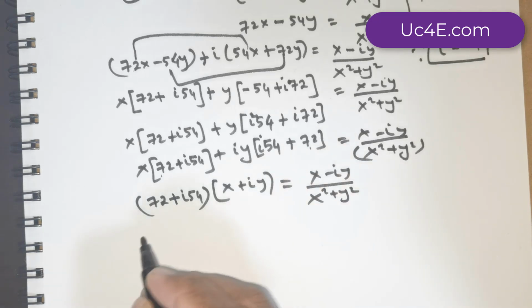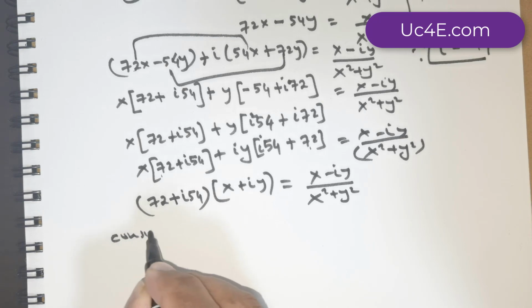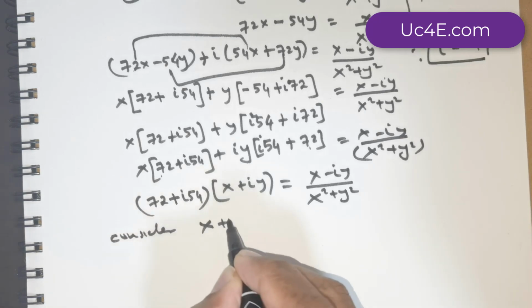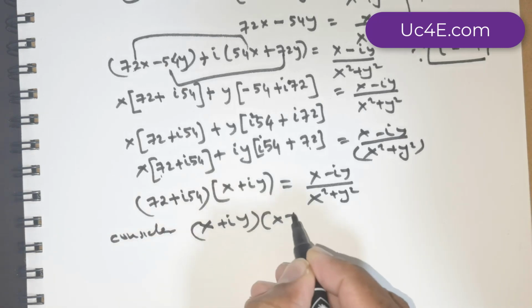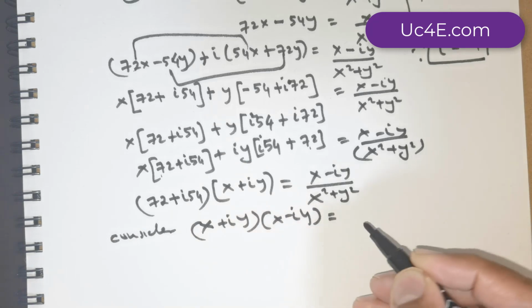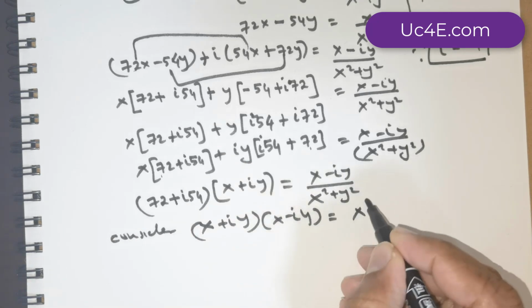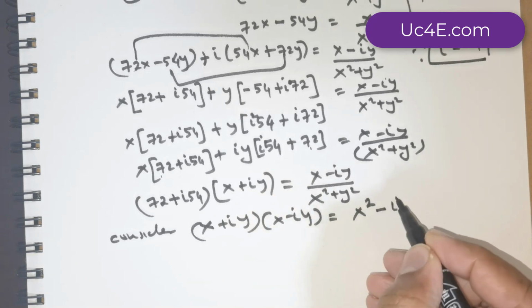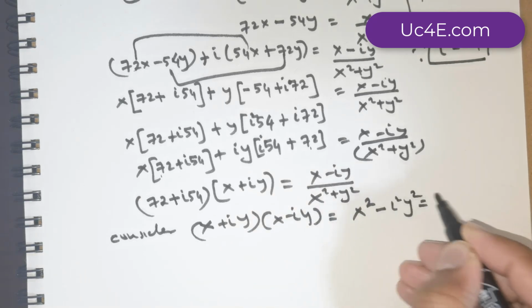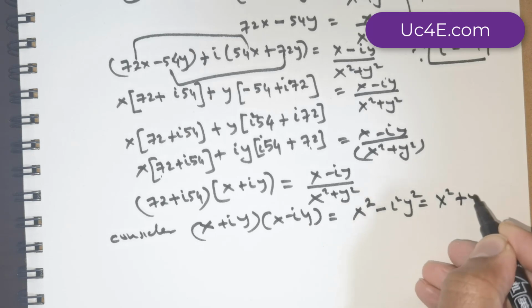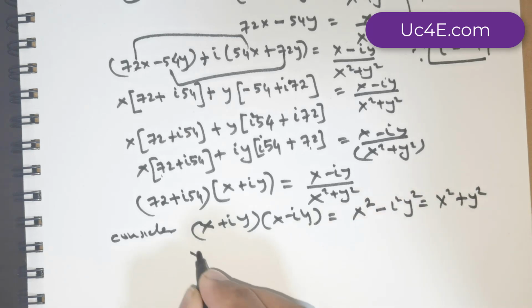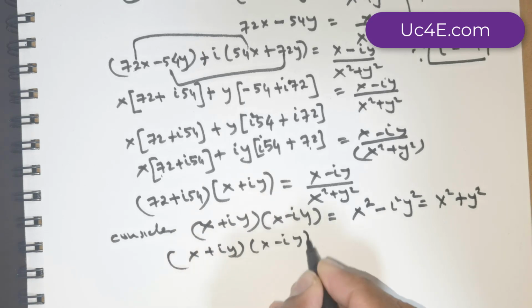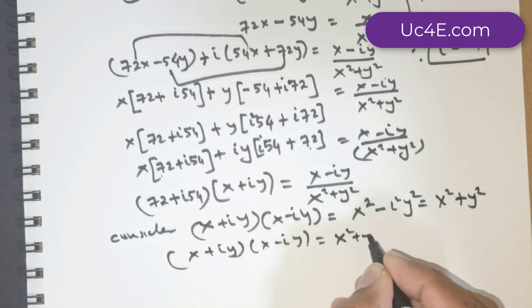Now what I wish to do is consider (x + iy) times (x - iy). This is nothing but x², positive times negative will give me -i² times y², which is equal to x² + y². So I got a term (x + iy) times (x - iy) is equal to x² + y².